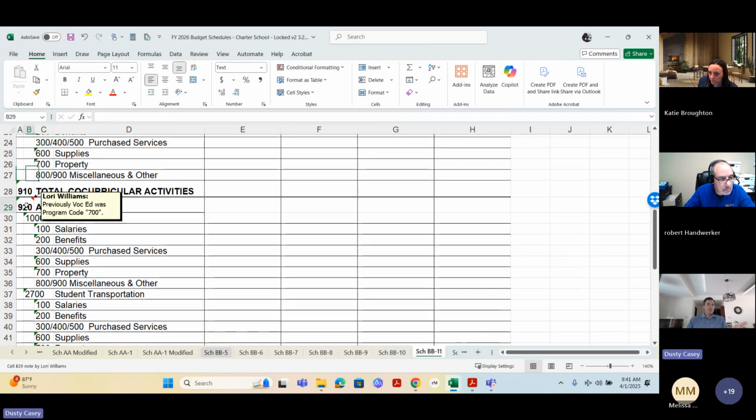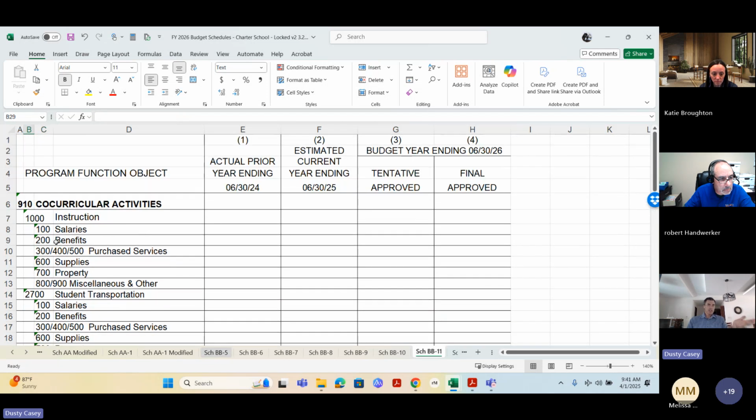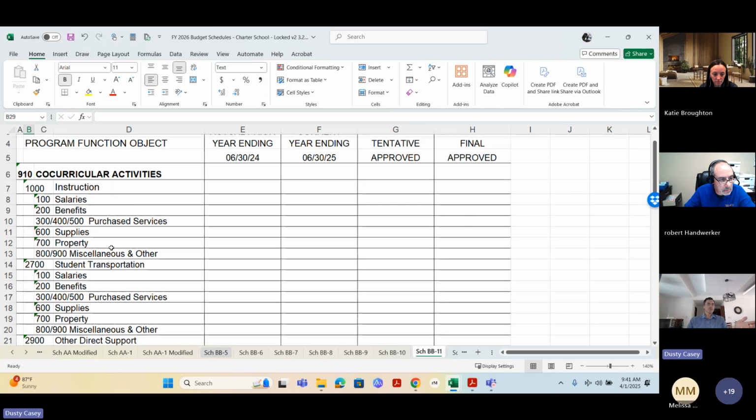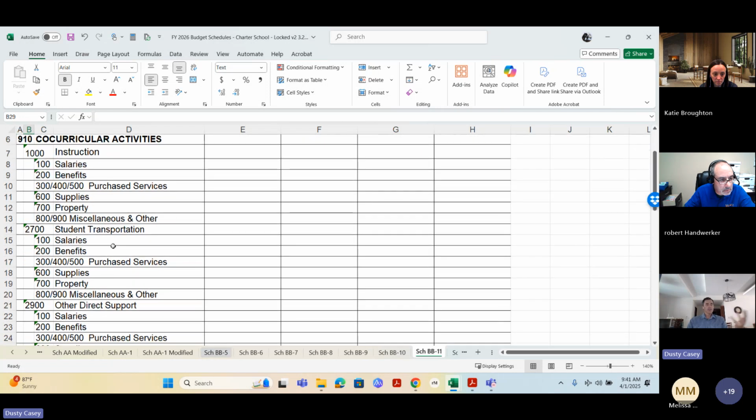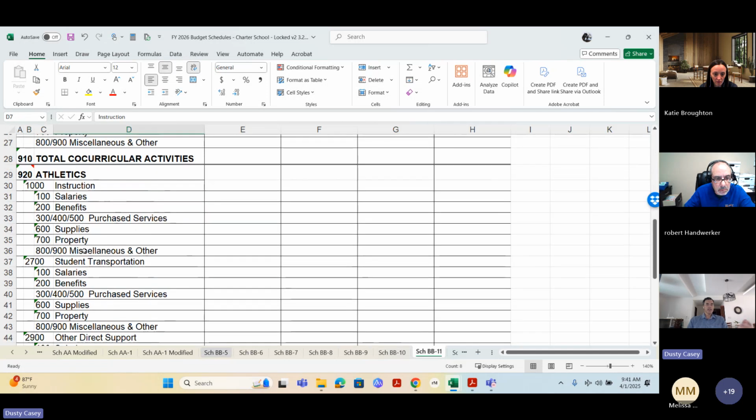Actually, that would go under, I'm sorry, 920 athletics, but it goes in the 900 program code. Co-curriculars would be maybe FFA. If you've got specific programs like FFA, student council, that would be your 910s, athletics 920.